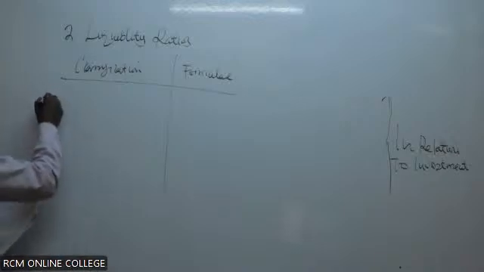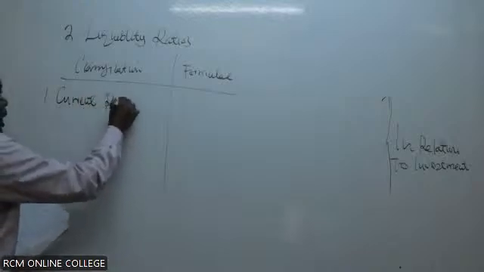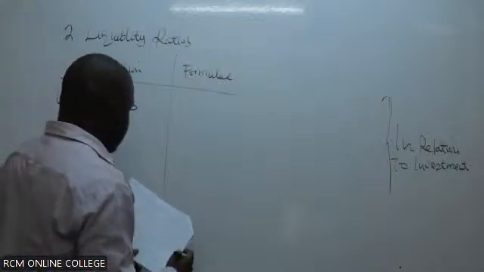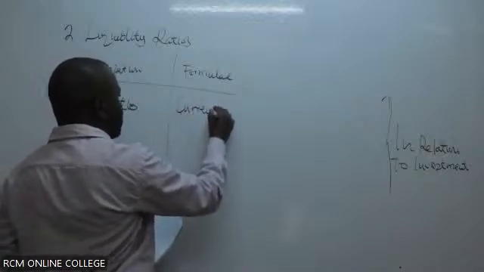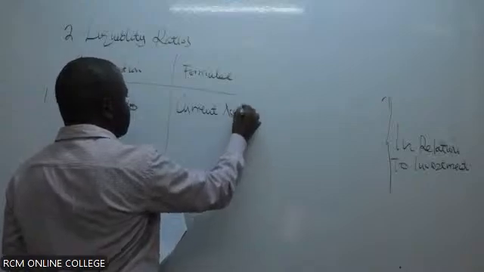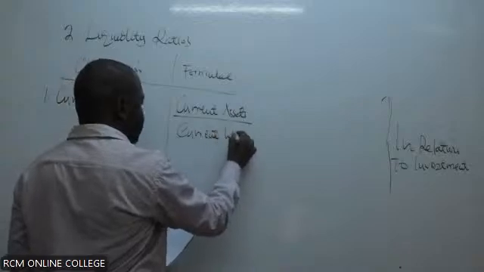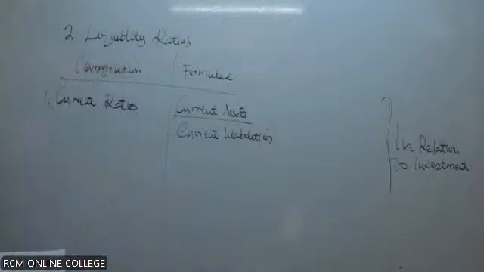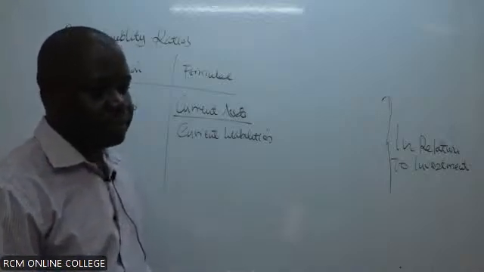So the first one here is the current ratio. For the current ratio, the formula is current assets divided by current liabilities. It is not expressed as a percent.